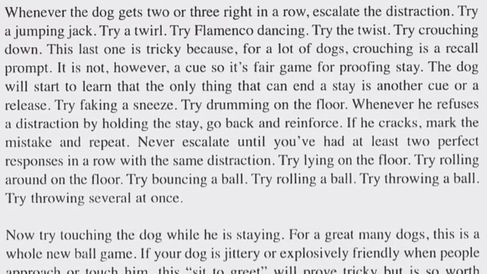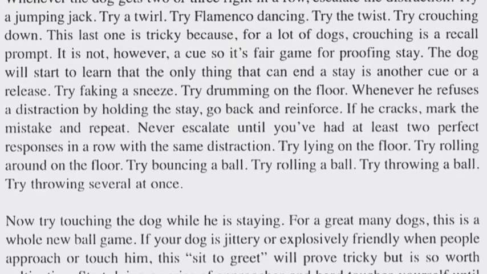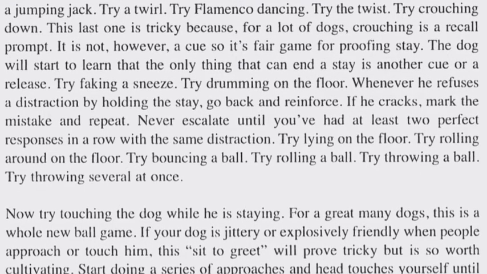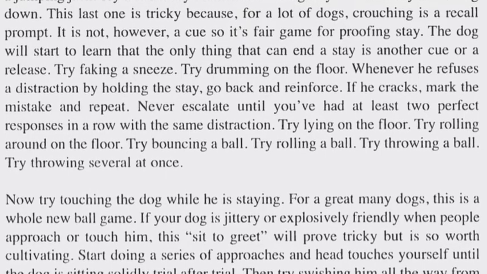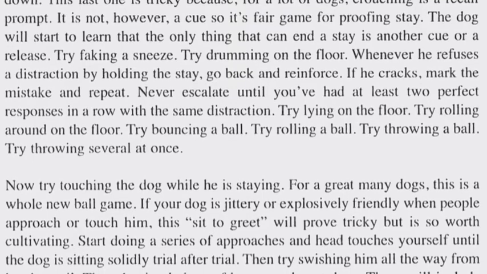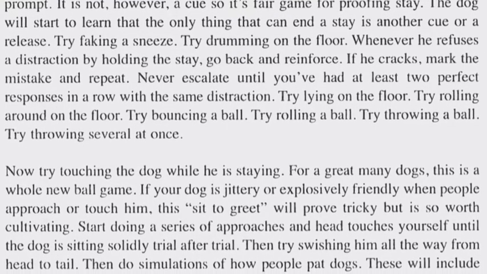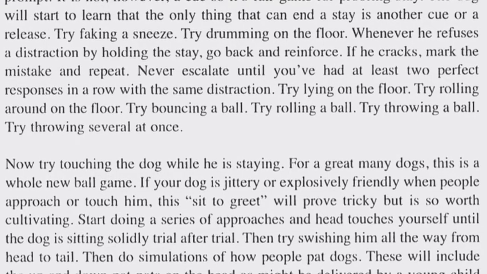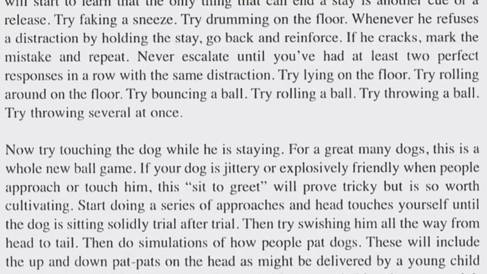Whenever the dog gets 2 or 3 right in a row, escalate the distraction. Try a jumping jack. Try a twirl. Try flamenco dancing. Try the twist. Try crouching down. This last one is tricky because for a lot of dogs, crouching is a recall prompt. It is not, however, a cue, so it's fair game for proofing stay. The dog will start to learn that the only thing that can end a stay is another cue or a release. Try faking his knees. Try drumming on the floor.